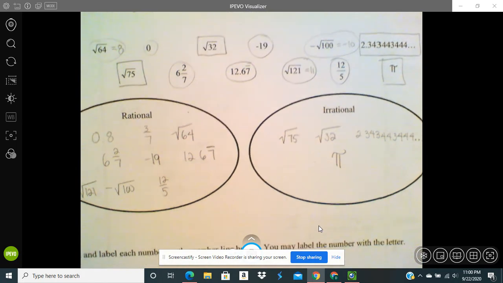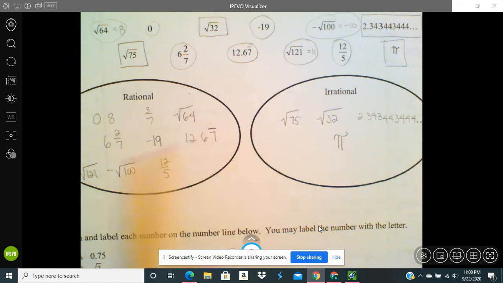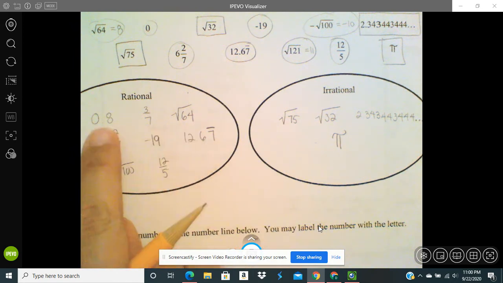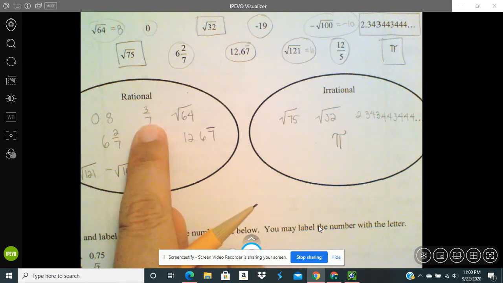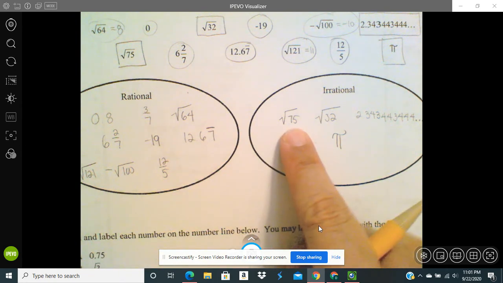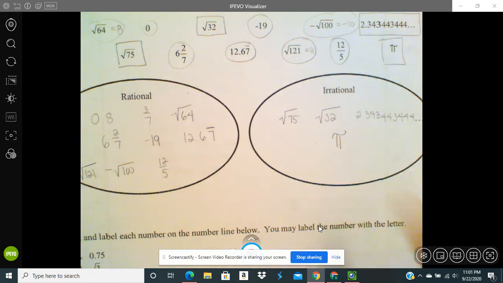Then you've got to take a minute and make sure you understand it. Make sure you know what goes where. All right, I've accounted for every number. So look at the differences there. Square roots of squares, terminating decimals, fractions, repeating decimals, whole numbers, integers. And irrational numbers: square roots of non-squares, non-repeating, non-terminating decimals, special values.